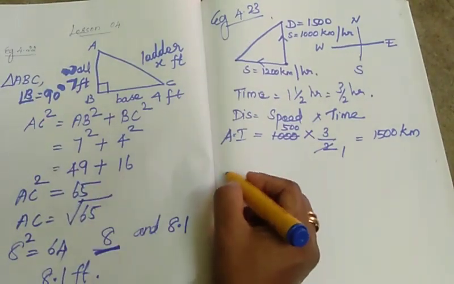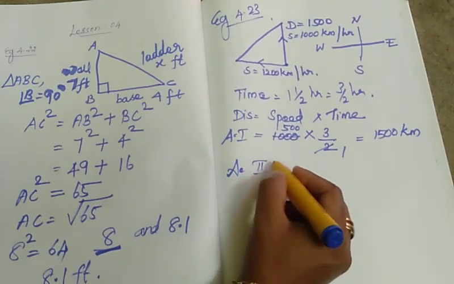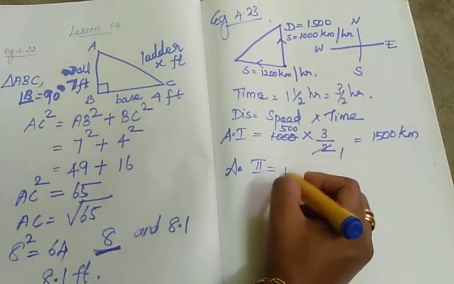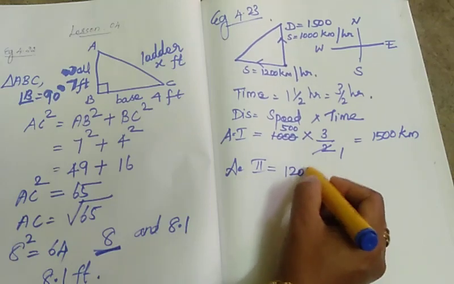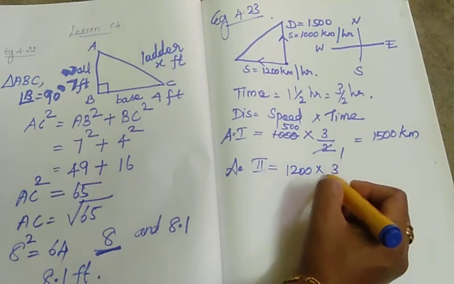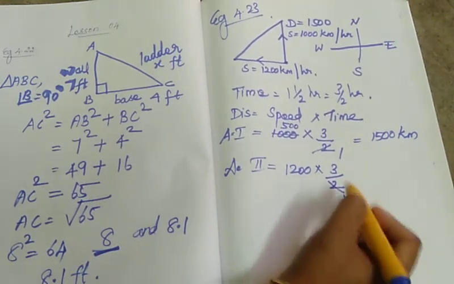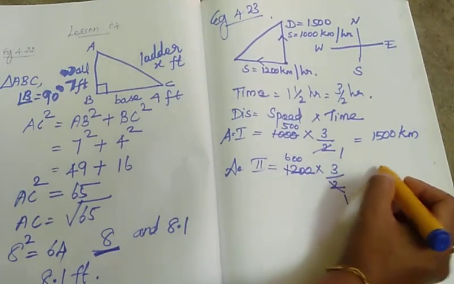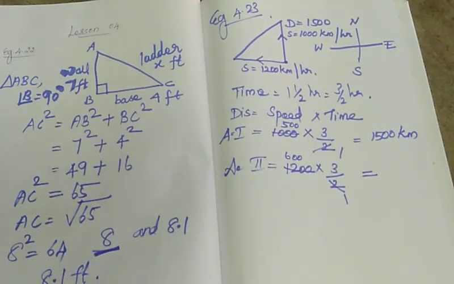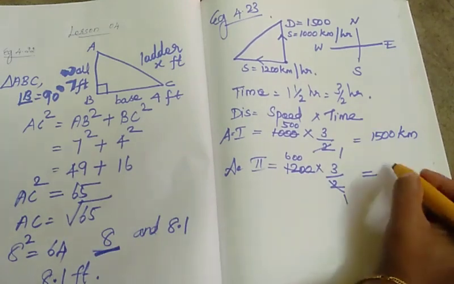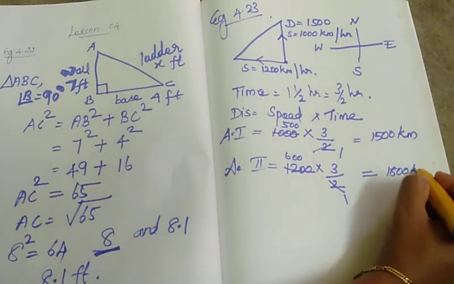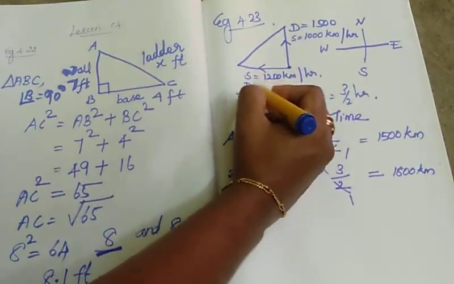Now for the second aeroplane, what is the speed? 1200 into time 3/2. Cancel, 1, 2 is, which is equal to 1800 km. So for the second one, the distance is 1800 km.